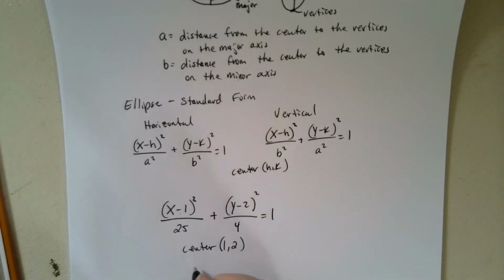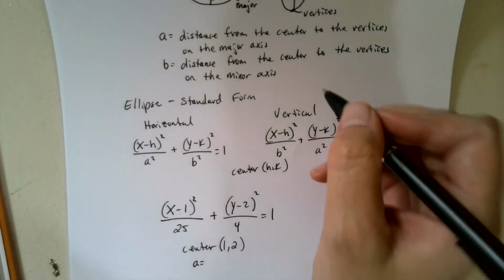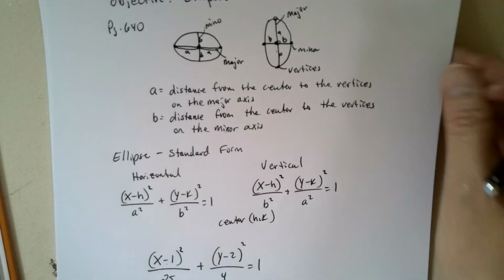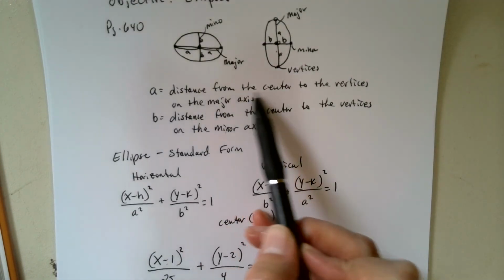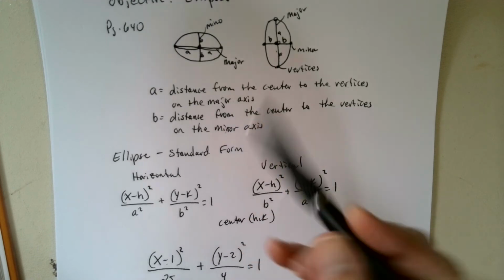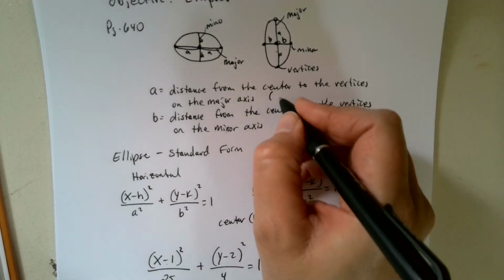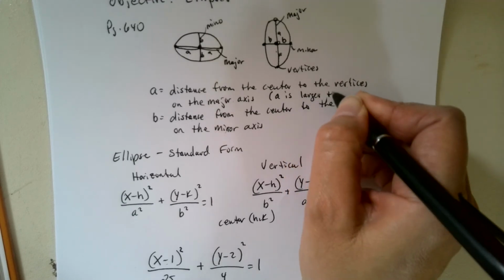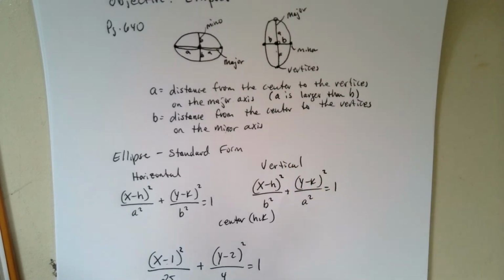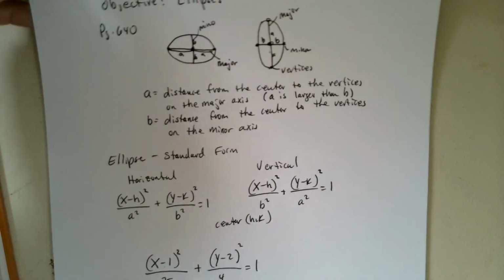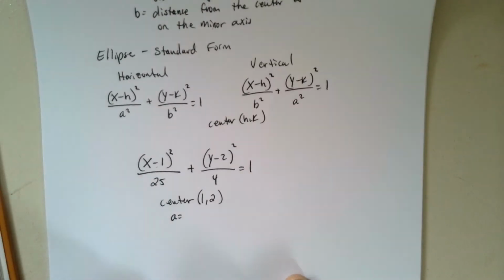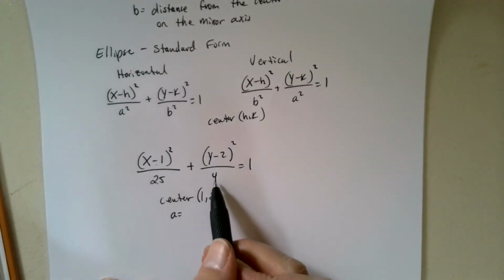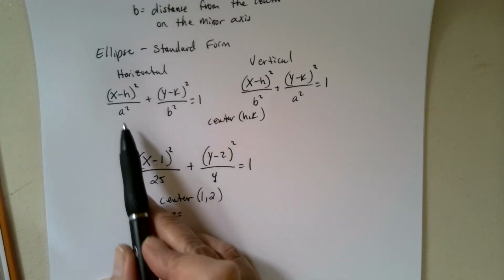And our a, now let me back up here, I forgot. If a is the distance from the center to the vertices of the major axis, and b is the minor, a is larger than b. A is the major, b is the minor, a is going to be larger. So we've got 25 and we have 4. And we've got an a squared and a b squared.